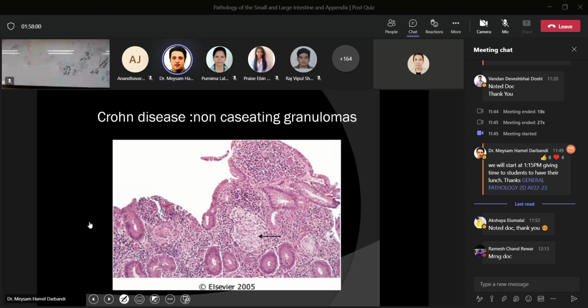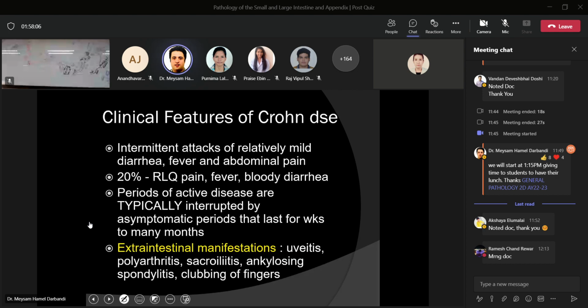Okay, so let's go forward. Clinical features of Crohn's disease: there will be diarrhea, fever, and abdominal pain. 20% of patients have right lower quadrant pain, fever, and bloody diarrhea. Periods of active disease are typically interrupted by asymptomatic periods that last for weeks to many months. Sometimes we also have extraintestinal manifestations in the eye, polyarthritis, and clubbing of fingers. Those three are most common.